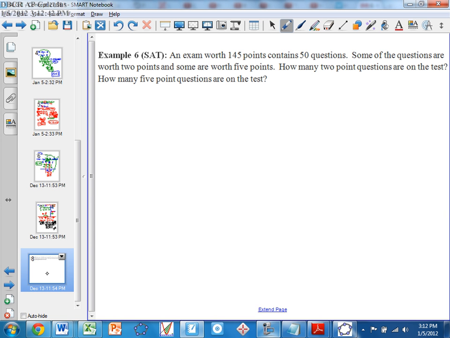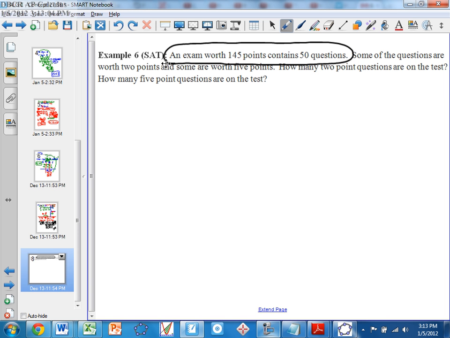So the information that we have is all right here in the first sentence. That's all the info we have. Everything else is the question. So we need to start with our variables, our let statements. What are we being asked to find out? How many questions of 2 points, and how many questions of 5 points. Good. So again, we are figuring out how many 2-pointers, how many 5-pointers.